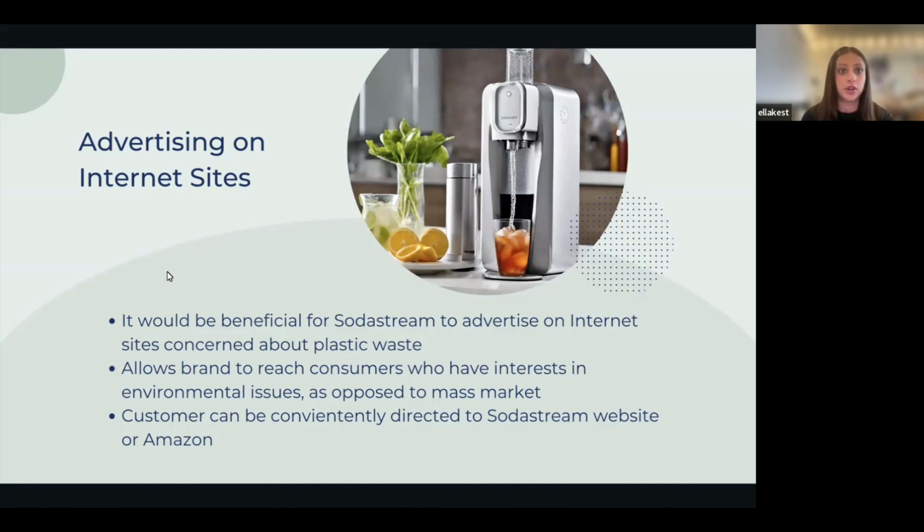The mass market showed little concern about plastic waste as people in the United States continue to purchase beverages and plastic water bottles. So when a large number of people are proven to not care about environmental sustainability and plastic waste, SodaStream needs to reach people who care about why they do what they do, and SodaStream aims to create environmental sustainability and reduce plastic waste by selling a device that allows you to create carbonated flavored beverages at home. Their whole business relies on people who care about plastic waste, which is why advertising on internet sites that are concerned about plastic waste is something they should 100% do and would be beneficial.